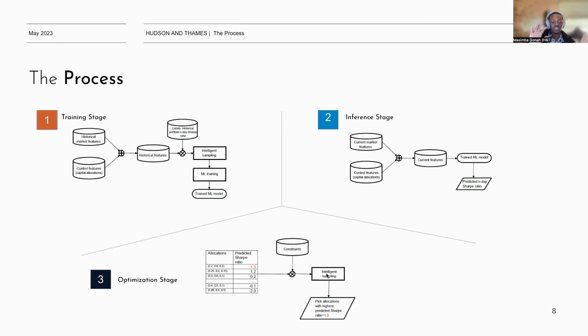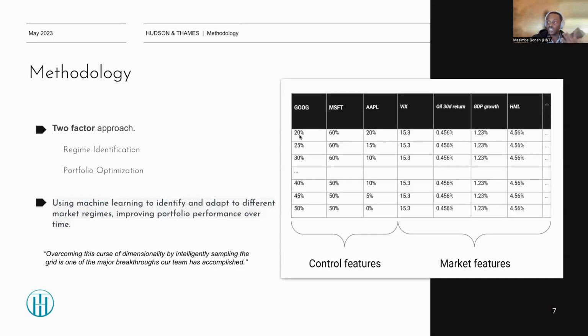And then they do another intelligent sampling. Essentially, given those constraints, it finds which allocation is actually yielding the best Sharpe ratio, in this case, but it can be any objective function you want. This is the optimization part. And then it gives you the best Sharpe ratio and the actual best allocation. In this case, it would have been the first one, which was 20% Google, 60% Microsoft, and 20% Apple.